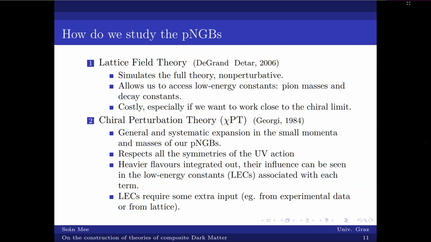Okay, the second method we use is chiral perturbation theory. Before anyone comments on it, I'm not crediting this to Georgi, I'm just providing a reference. I had a comment on this the other day.